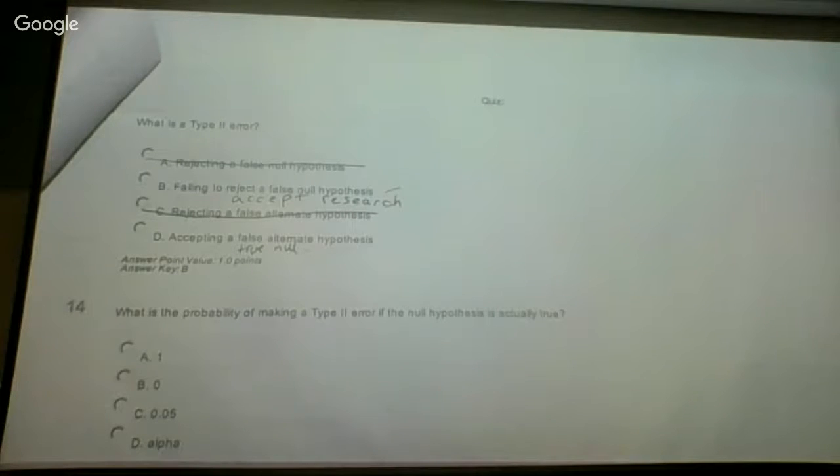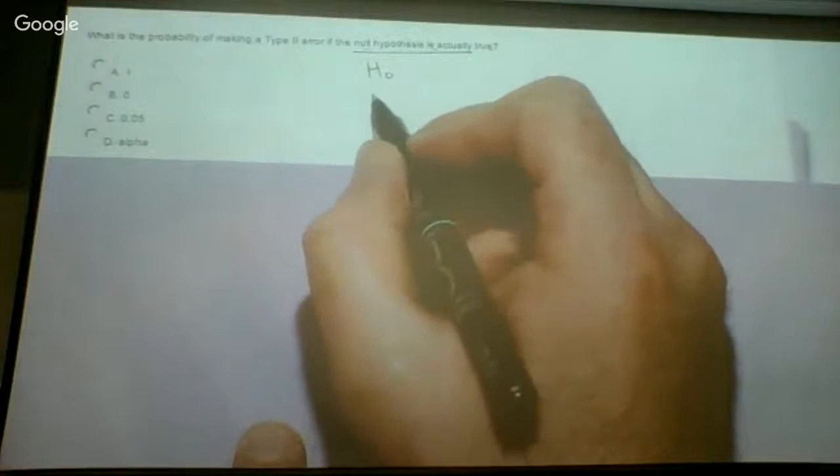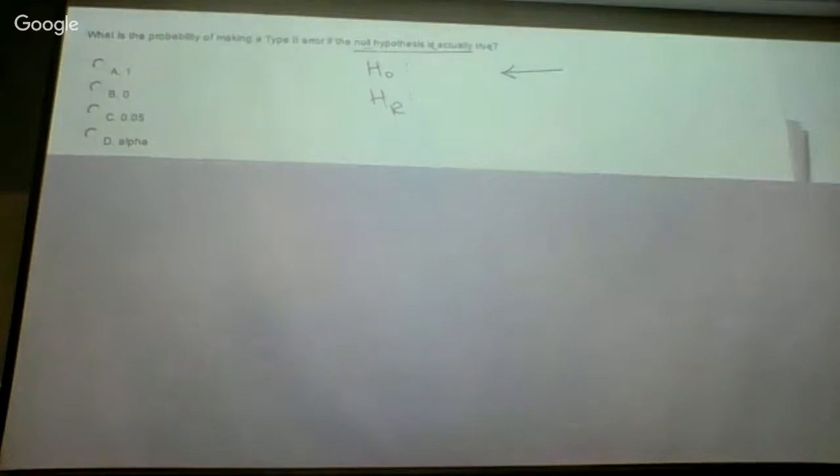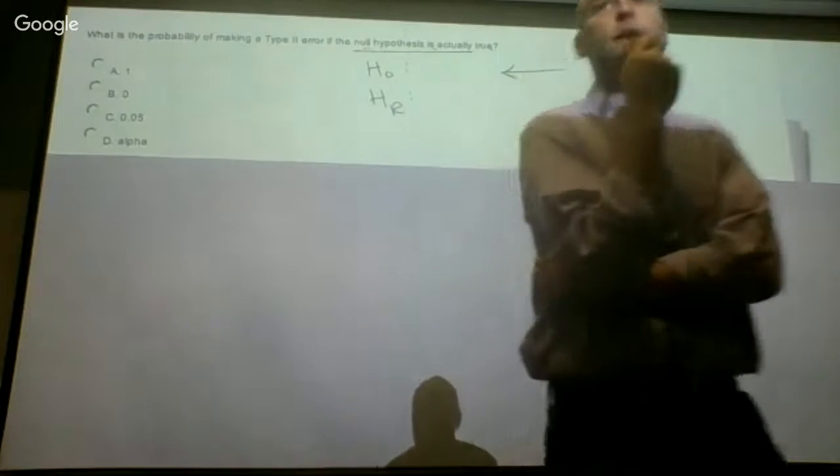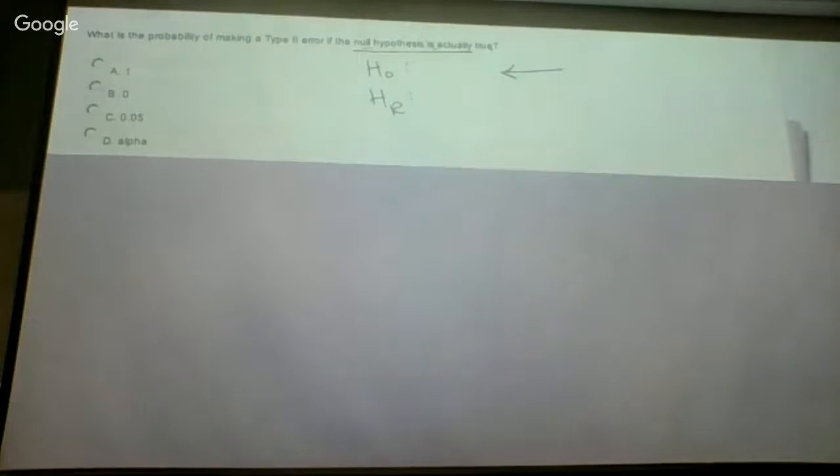What is the probability of making a type 2 error if the null is true? So if the null is true, we're saying that is the one which we should accept. We're going to make a type 2 error. A type 2 error, again, is where you fail to reject a false null.